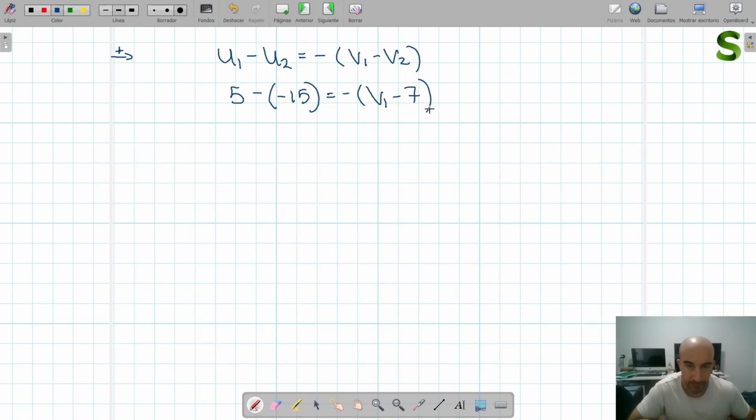So this is just a question of rearranging this. This is minus V1, so I'm going to put it on the left as positive. Then we have 7 as a positive on the right, and 5 plus 15 is 20, and if we move it to the other side it is minus 20. So V1 is equal to minus 13 meters per second, which means it's 13 meters per second moving to the left, because it's negative.